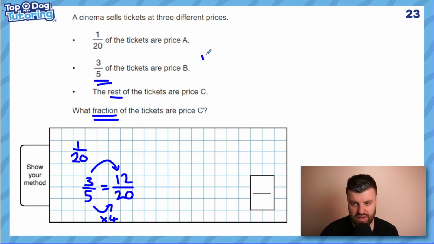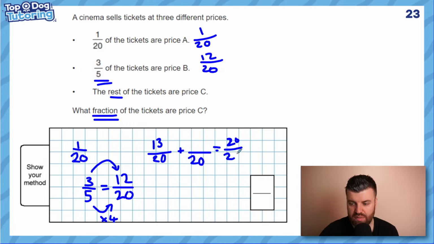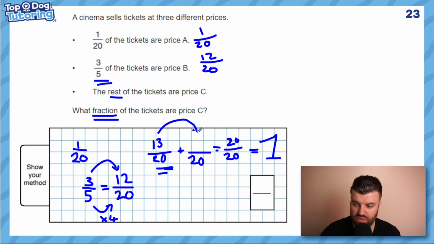Now we can work this question out. 12 20ths are price B. 1/20th are price A. So altogether, 13 20ths are price A or B. What are the rest of the tickets? Well, we need to have an answer that equals 20 out of 20, because we need to have all of the tickets. So how can we make 20 out of 20? We've already got 13. 20 out of 20, by the way, is 1 whole, but we want it as a fraction, remember. 13 plus what equals 20? It's a simple question, and that's honestly like a year 1 question. Your number bonds to 20. It's a 7, so 7/20ths are left over.